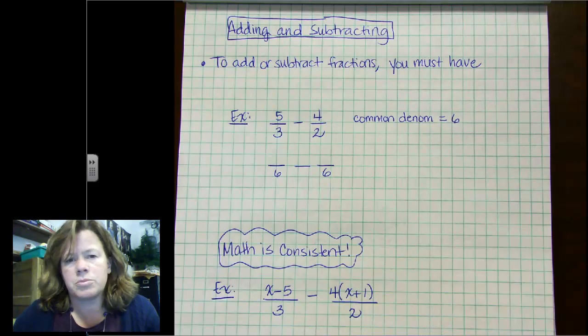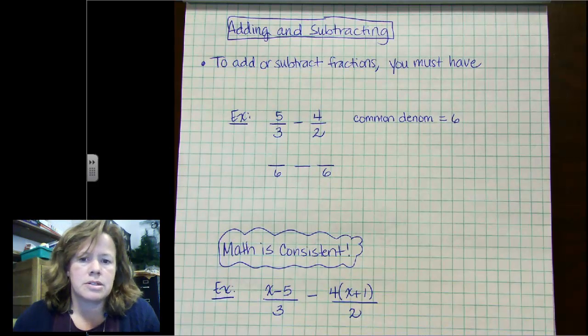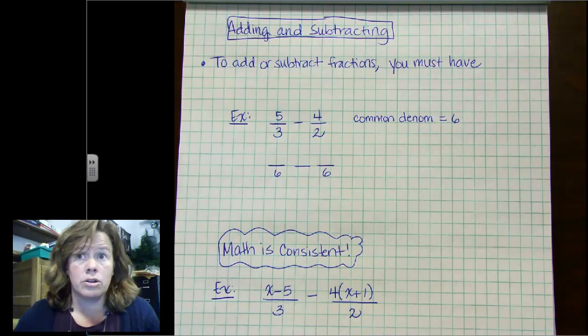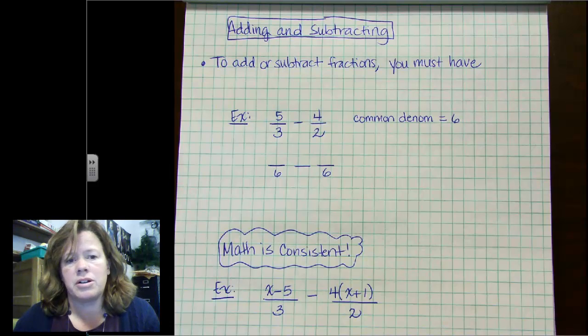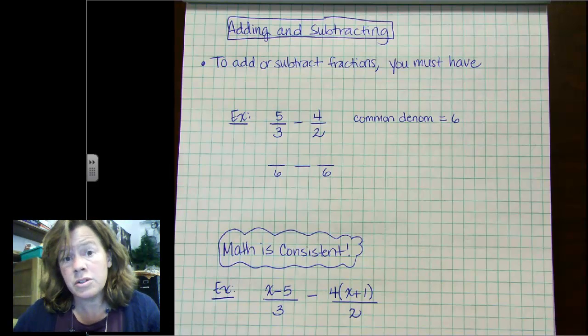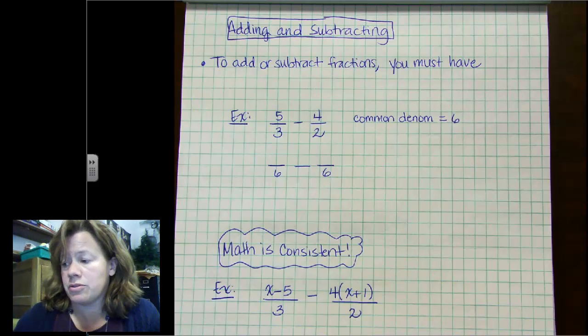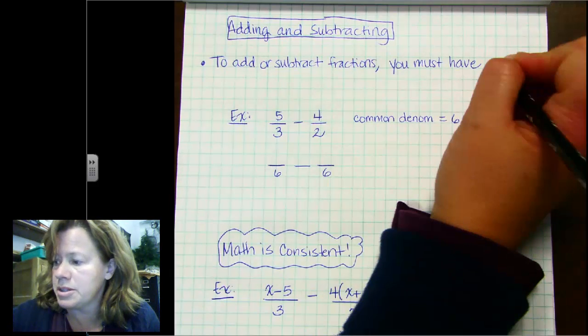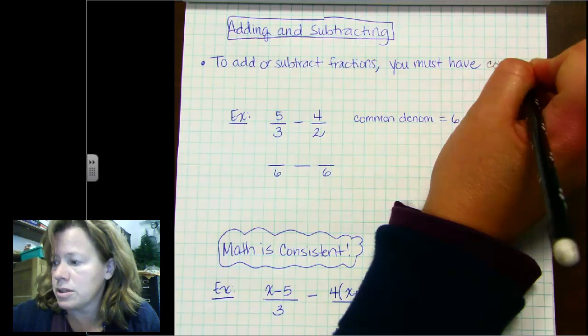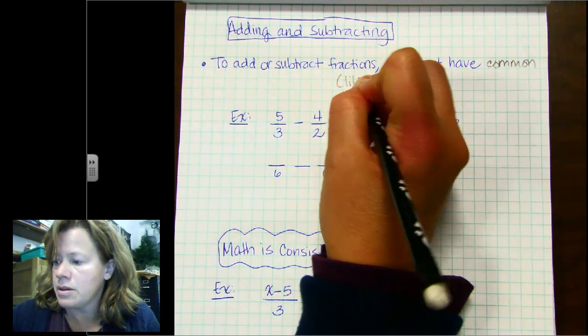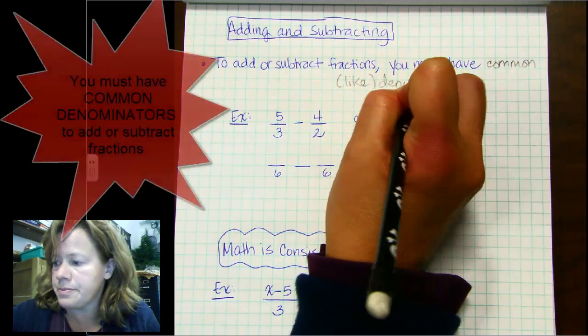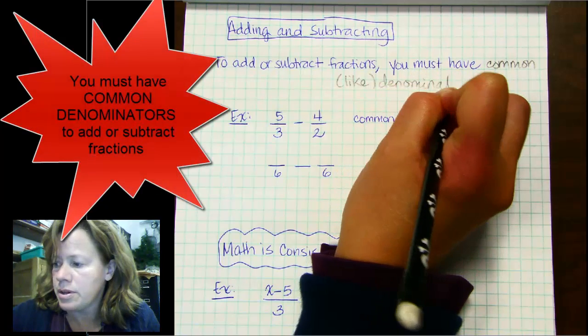And then I move it into algebra, and I do that so that you can see that math is consistent and you can see the thought process behind why we have to do what we do with algebra. So here we go. To add or subtract fractions, you must have common or like denominators. And you know that.